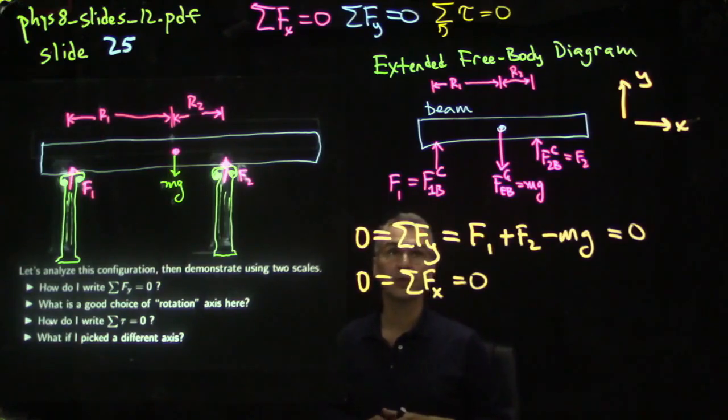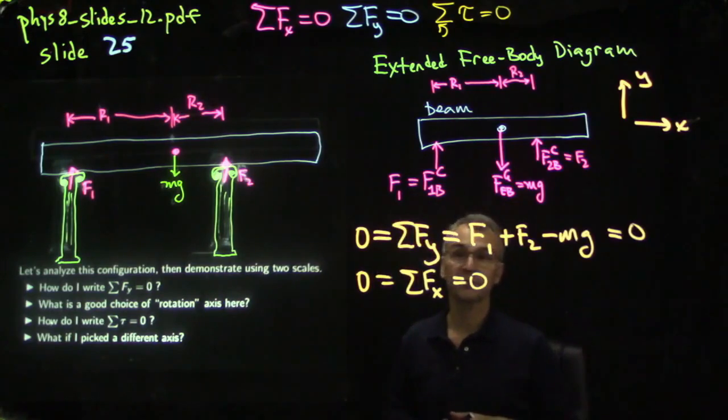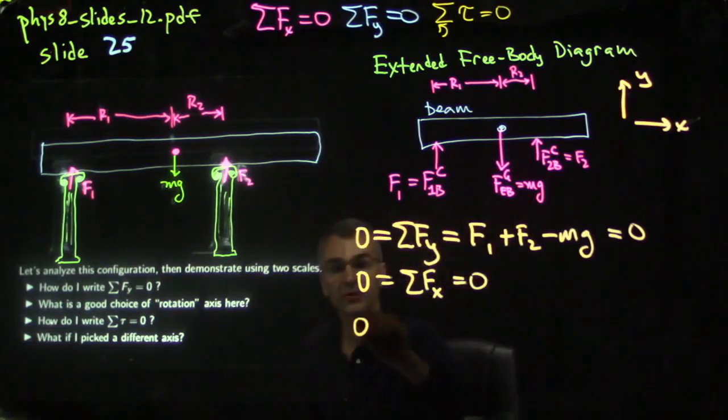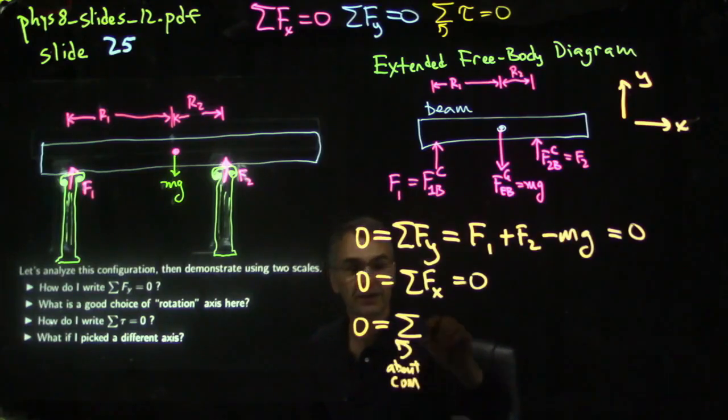Now the trick here is what is a good choice of rotation axis? And what is a good choice of rotation axis depends on what forces you're trying to solve for. But in this case, an excellent choice of rotation axis is the center of mass of the beam itself. So we'll say 0 is the sum counterclockwise, and sometimes it helps to say about the COM. Sometimes you can indicate your rotation axis. You might have a point labeled P of the torques.